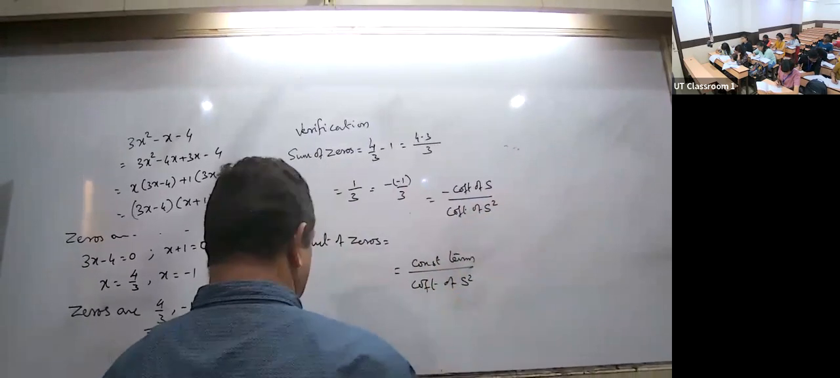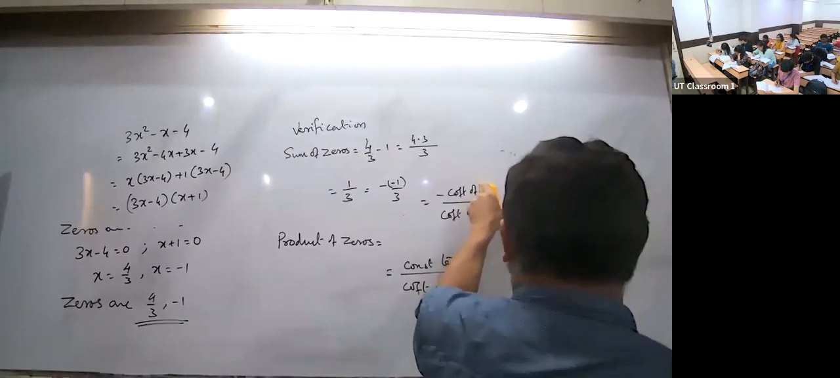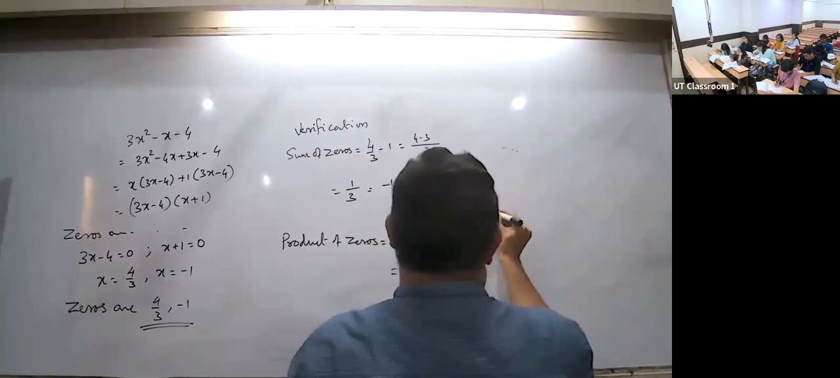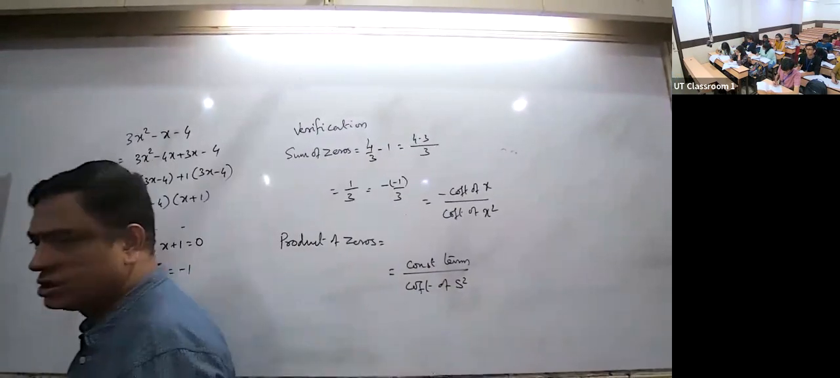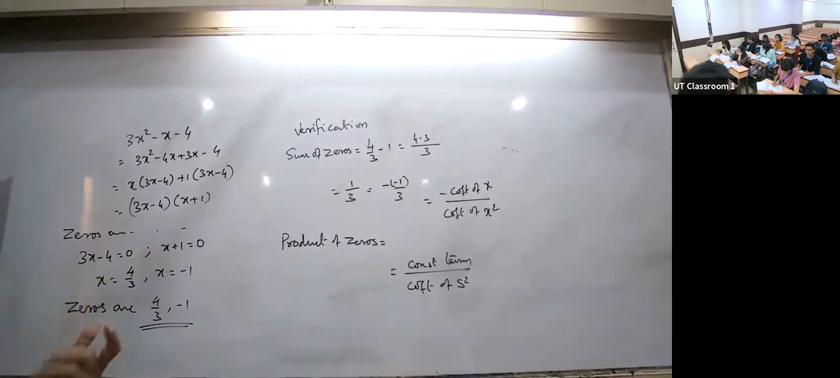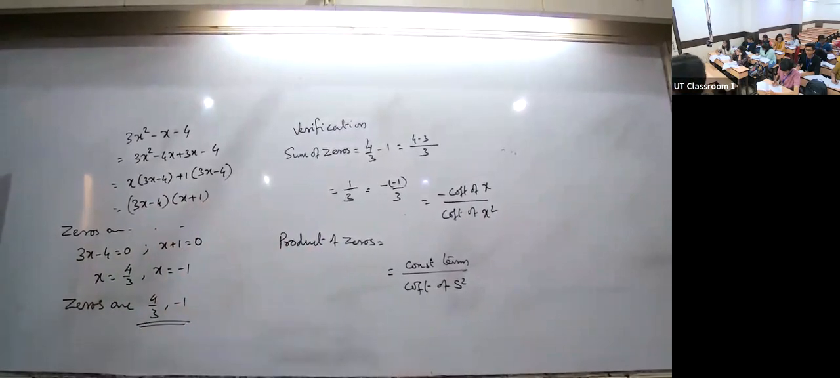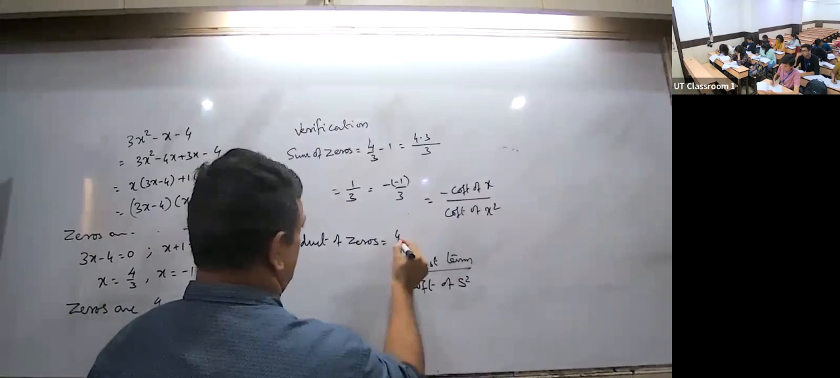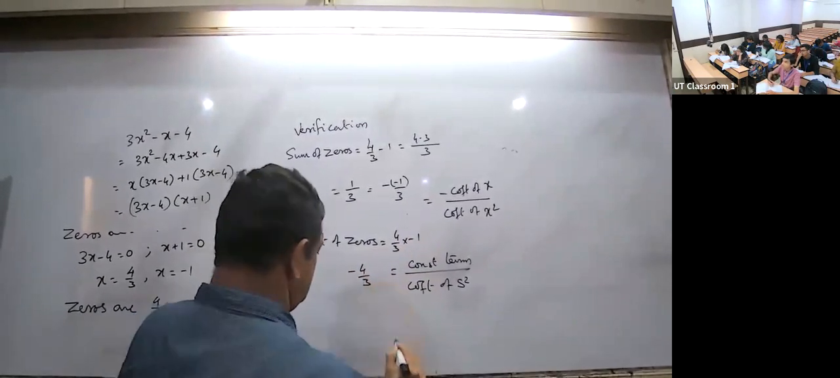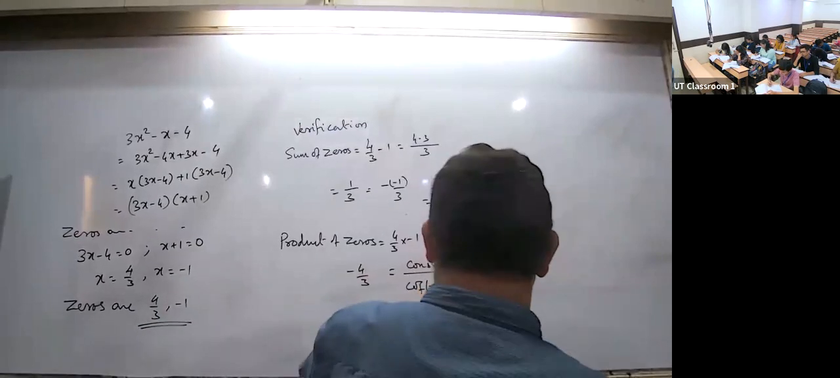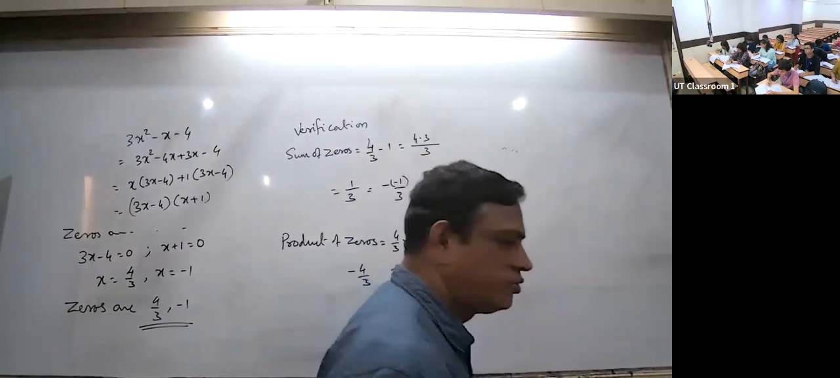That can be written as minus of minus 1 upon 3, because we have to write in the form minus coefficient of x upon coefficient of x squared. These are little adjustments we are making only. Product of zeros: 4 by 3 times minus 1, that is minus 4 by 3. See, it is the same thing only, you have to find out: constant term upon coefficient of x squared.